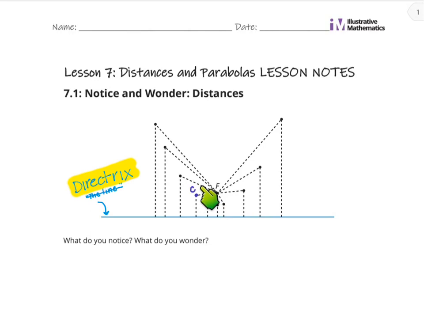And so I picked way down here this point C. And I'm going to check the distance from C to F and C to the directrix. And sure enough, those are also equal distance. So this is something that I noticed about it, that from any one of these points, if I check the distance from the point to this point F and the distance from that point to the directrix, they're always the same length. And that's an interesting thing to notice.